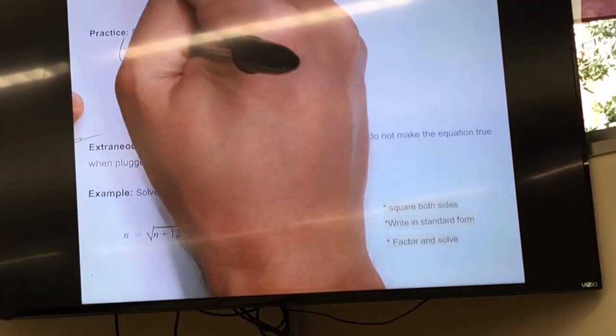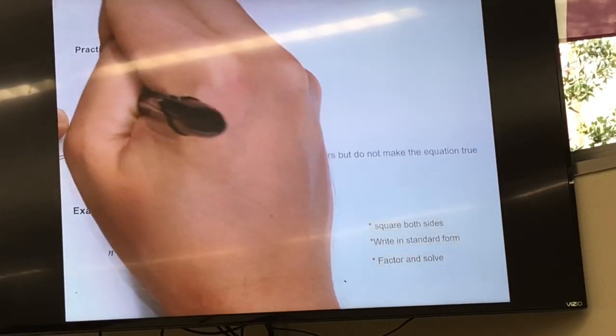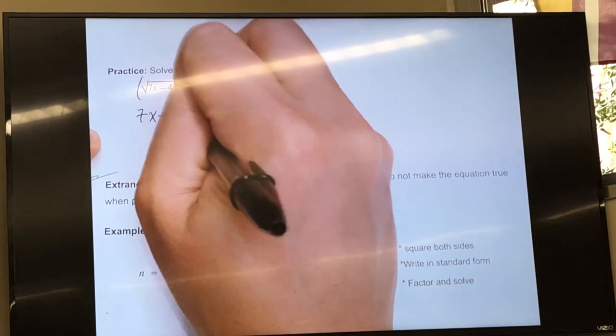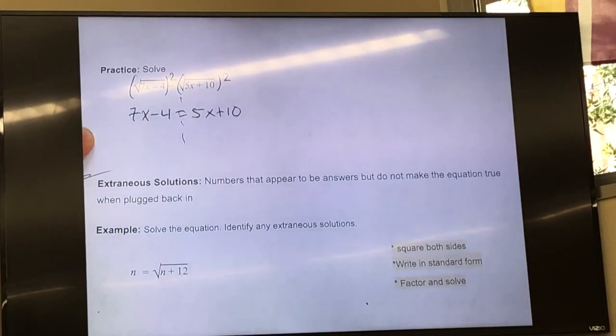So you should have squared both sides to get rid of our square roots. We're left with 7x minus 4 is equal to 5x plus 10. Again, what I do, you may have done differently.